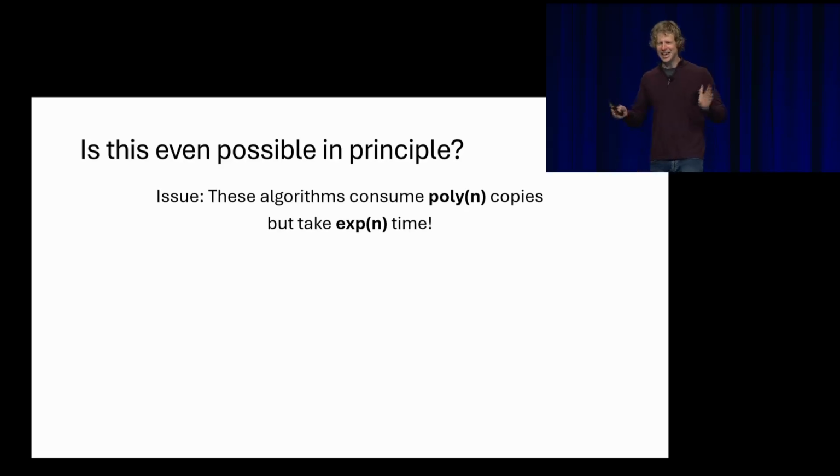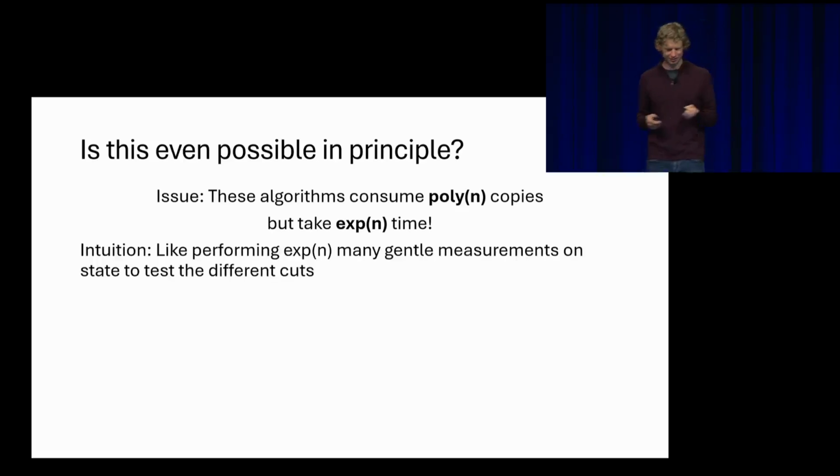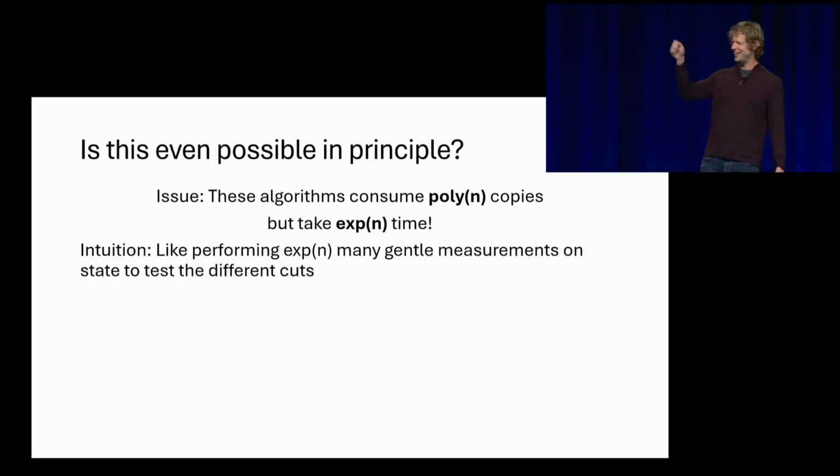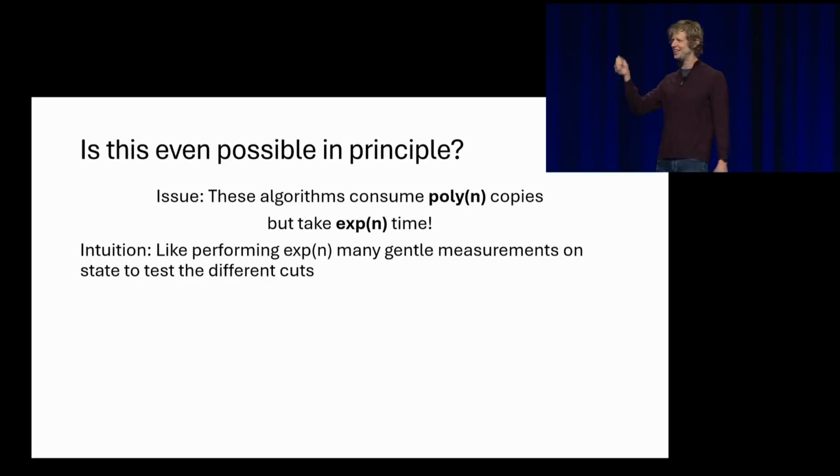But the issue is that these algorithms, they're beautiful information theoretic results, but they don't yield efficient algorithms. If you wanted to turn them into algorithms, they would be exponential time algorithms. The intuition is that you're performing an exponential number of gentle measurements on your state to test the different cuts. Most of the cuts you test are really far off from the right one, and that doesn't damage the state too much. But this is not an efficient algorithm. This is an exponential time algorithm.